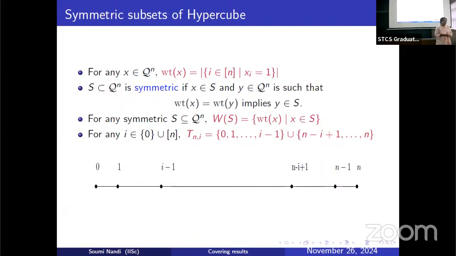And for a symmetric set S, we define the weight of that set to be the collection of all weights of its points. So Q is the Boolean cube, is it? Yes. It's not, I was also confused.